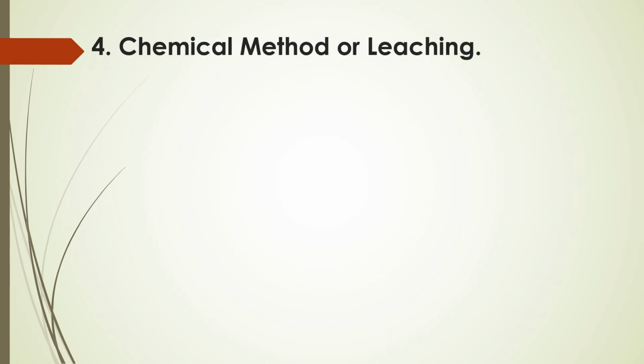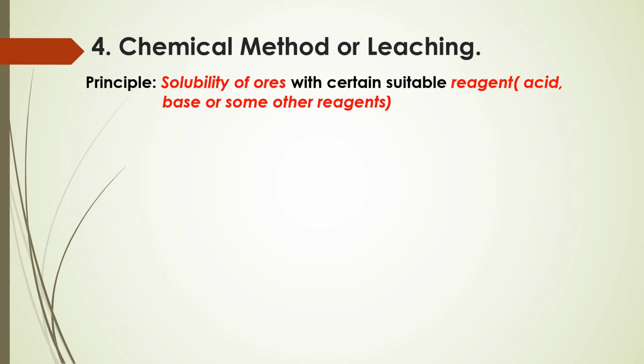Now let's move on to the last process, that is the chemical method or leaching. The principle behind this is the solubility of ores in certain suitable reagents such as acids, bases or some other reagents. Some ores become soluble in acids, bases or other reagents, whereas gangue does not dissolve in this reagent, and hence the pure dissolved liquid is separated, whereas the sediment which settles at the bottom is removed and it will be gangue.